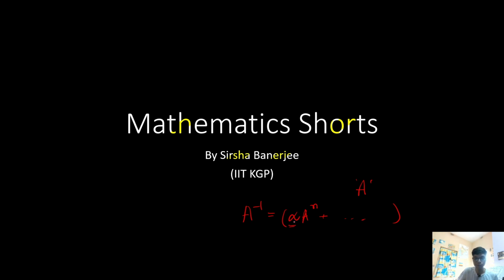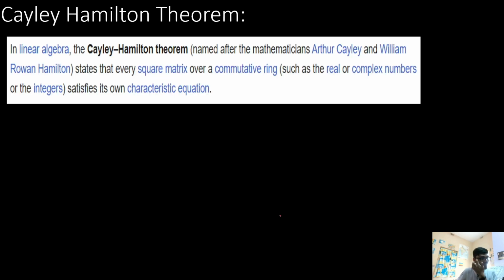Now how to solve this question? You don't have to actually find the values of the inverse and then solve. You have to take the help of the Cayley-Hamilton theorem. Okay, so let us get started with the Cayley-Hamilton theorem. Now in linear algebra, the Cayley-Hamilton theorem plays a very important role. It was named after the mathematicians Arthur Cayley and William Rowan Hamilton, and it states that every square matrix over a commutative ring, such as the real or complex numbers or the integers, satisfies its characteristic equation.